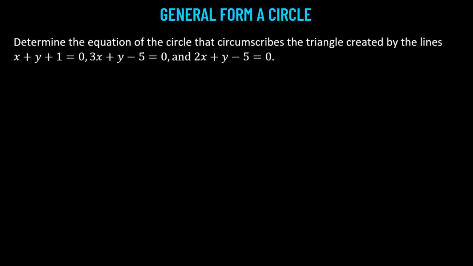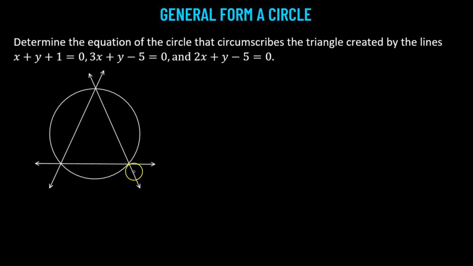We need to determine the equation of a circle that circumscribes the triangle created by 3 lines. Let's try to understand the problem graphically first. So here we see that we have a triangle that's inscribed in the circle, and the triangle is formed by 3 lines. We're going to name the 3 lines L1, L2 and L3.